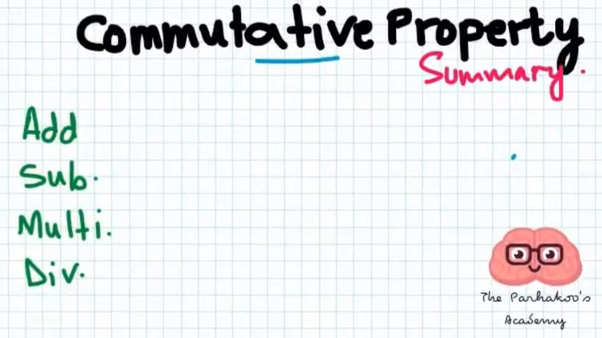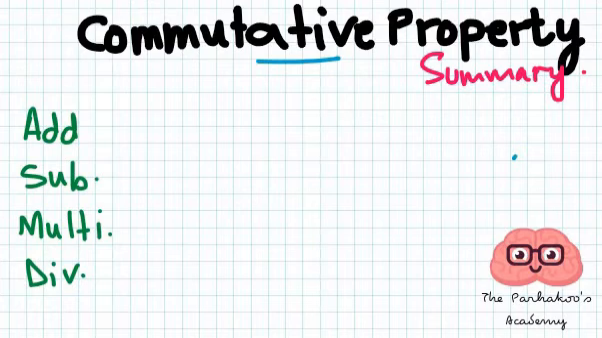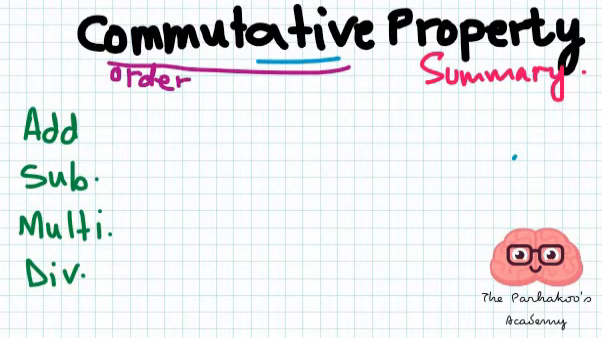Okay, so it's time for the quick summary. Commutative property is the property which deals with the order of two numbers. In this commutative property, the order of two numbers does not matter, okay? It always produces the same result. If it is so, then it's a commutative property, and if by changing order the result changes, then it does not follow the commutative property.